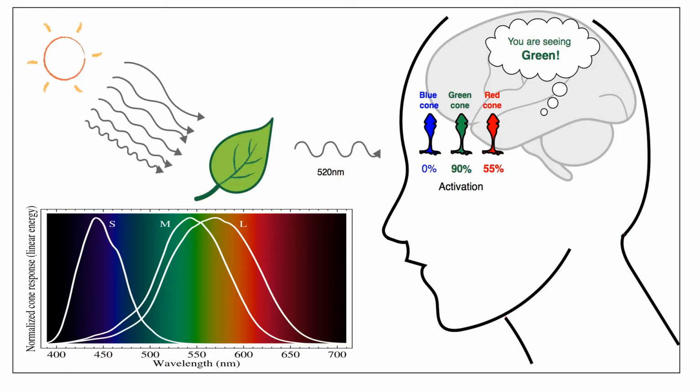The 3 types of cones in the retina are sometimes called blue, green, and red because of the wavelengths of light that they respond to. So for example, if you look at a greenish flower or greenish leaf, as in this example, the blue cone is not turned on at all. The green cone is turned on 90%. The red cone is turned on 55%. This gives your brain a certain perception of color. If a person is born missing one type of cone, they have a type of color blindness.